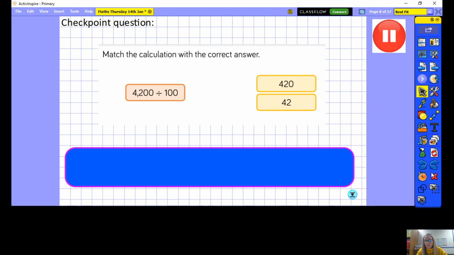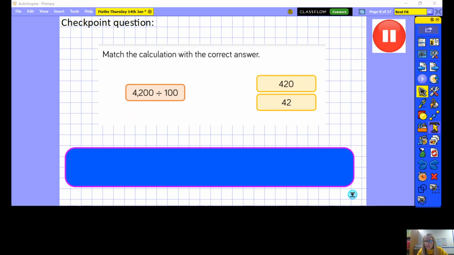So checkpoint question. Can you match the calculation with the correct answer? You can just write this calculation out. So 4,200 divided by 100, is the answer going to be 420, or is the answer going to be 42? If you need to draw a place value chart to help you, then do so. Pause the video now while you answer this question.